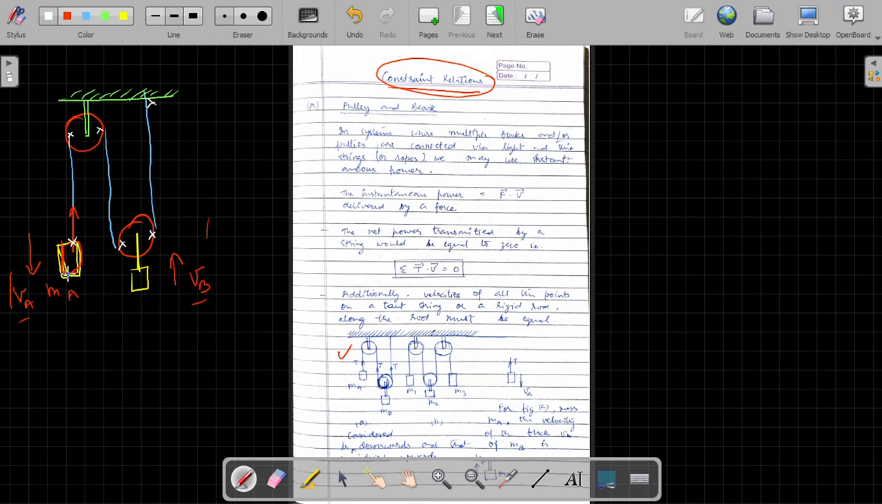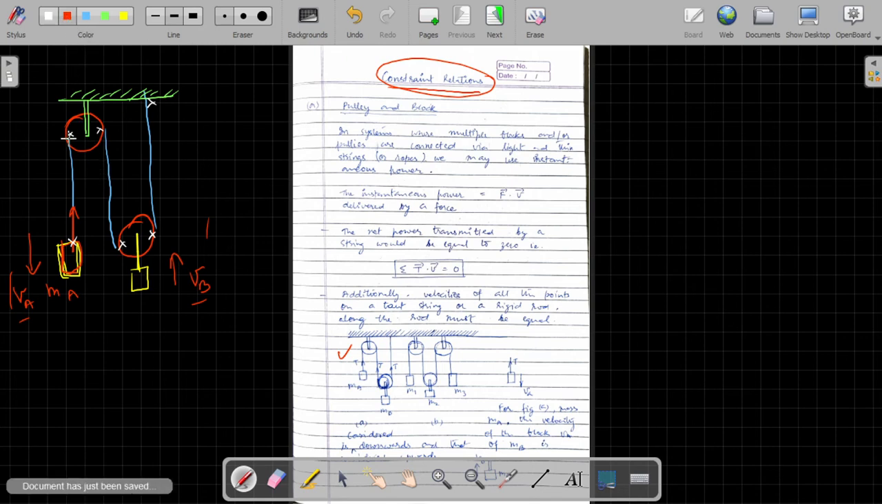Finally, what will come out is that after taking all these points of contact and calculating instantaneous power at all these points, we will be adding the instantaneous power at all these points, and the sum of all those powers would come out to be 0. So that is the final part which we are looking for.